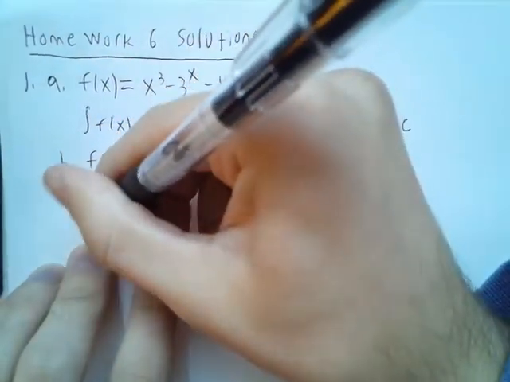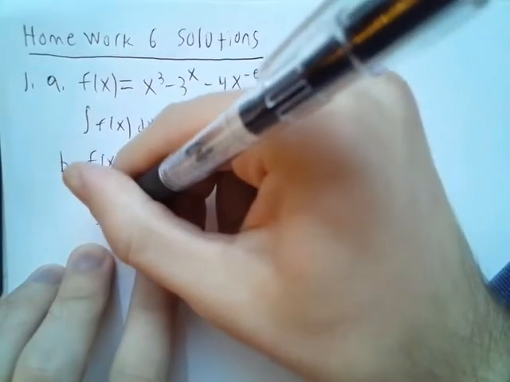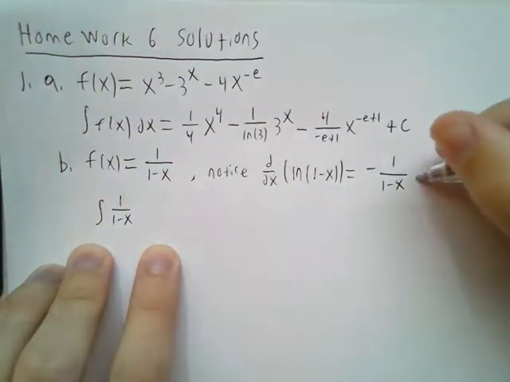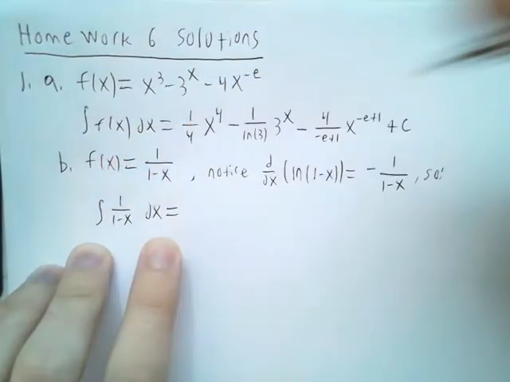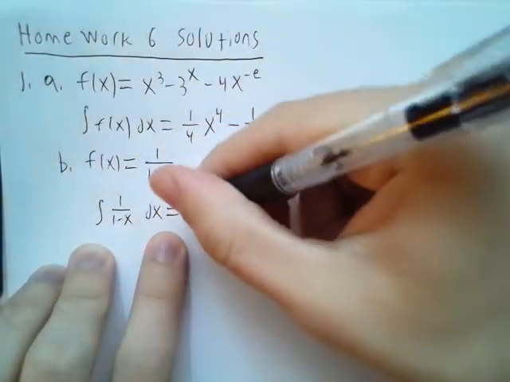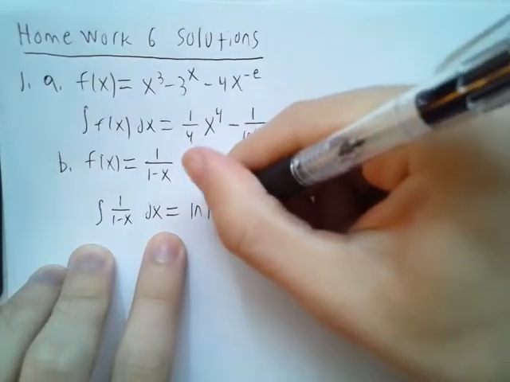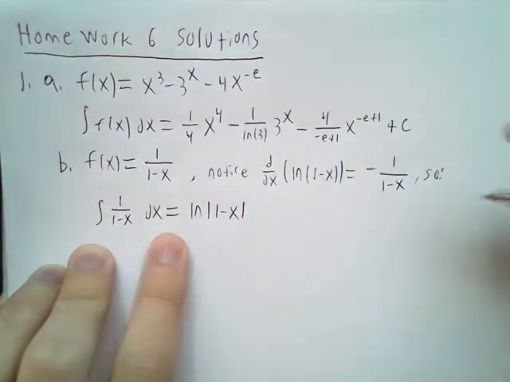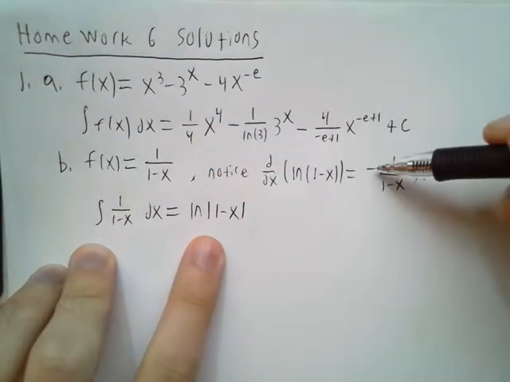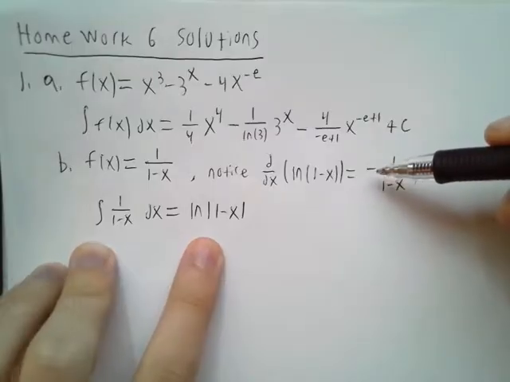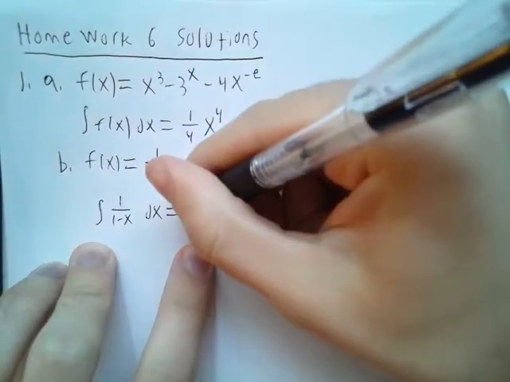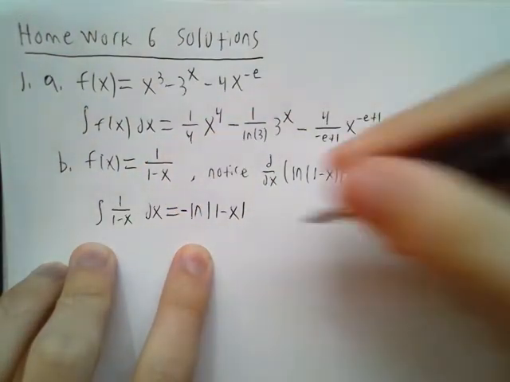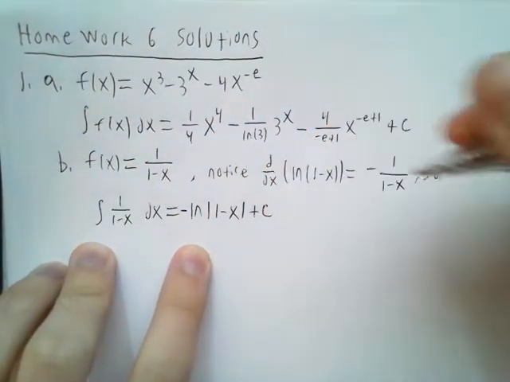So it looks quite close to what we wanted. So we have that the antiderivative of 1 over 1 minus x is going to be equal to natural log absolute value of 1 minus x. But then when we took the derivative up here, we got a minus sign out front. We don't want that minus sign in our original function, so we have to put a minus sign here to counteract that. And then again, we have a plus c.